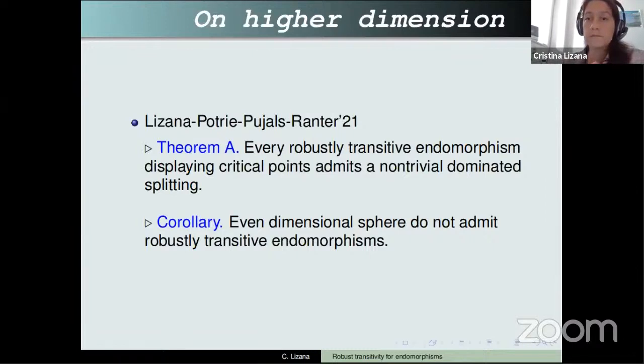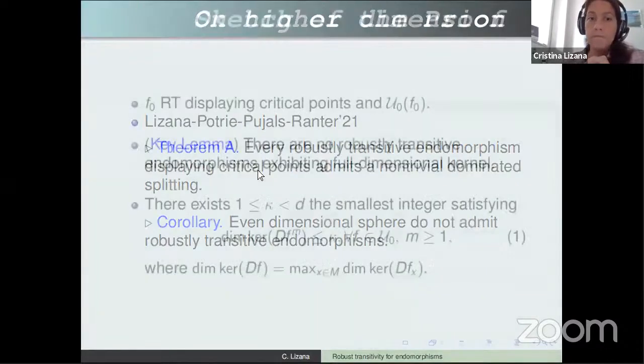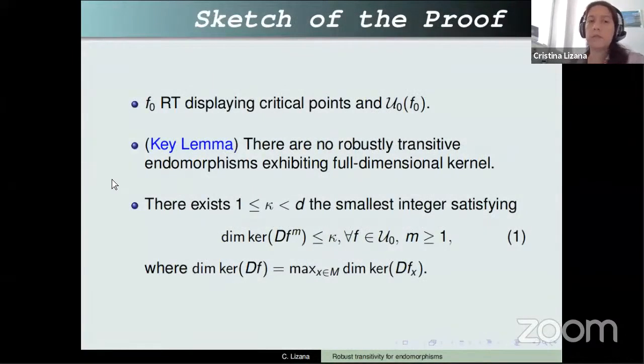So for us, we are going to use strongly the existence of the critical points. Okay, so the idea is the following: you start with a robustly transitive map displaying critical points, and you choose a neighborhood of this endomorphism, where every map is transitive. This is a C1 neighborhood. And you use now the fact that the kernel of the differential cannot be of full dimension. Again, in dimension 2, the kernel is at most dimension 1.